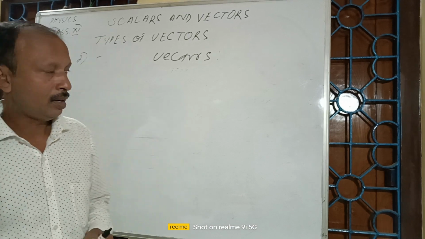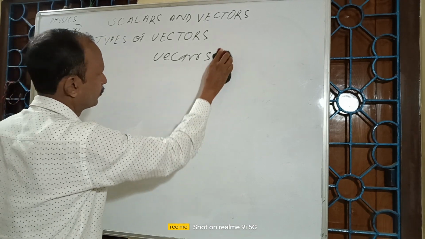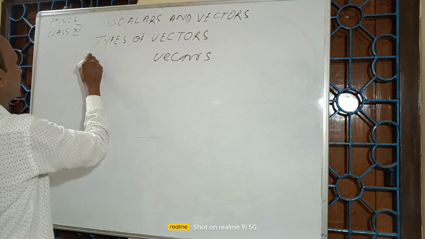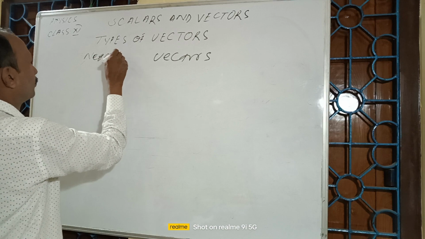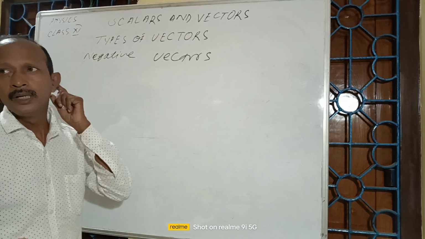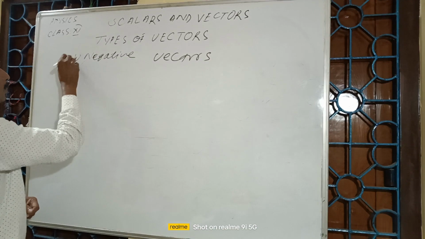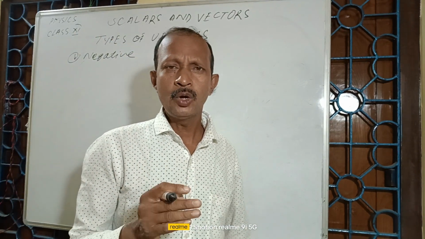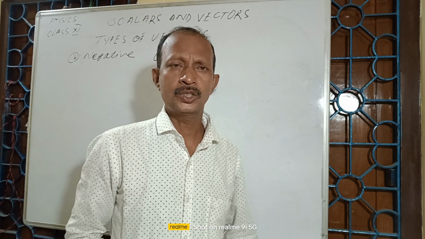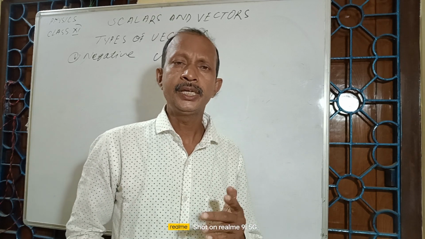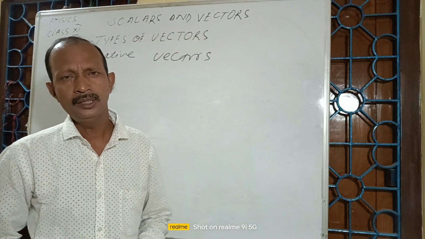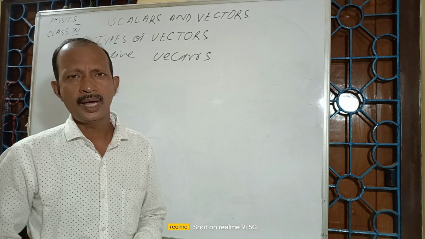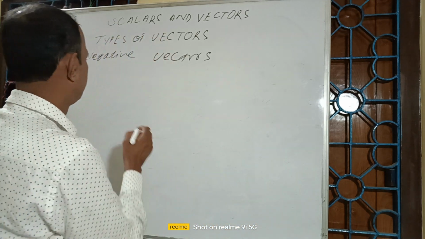So next one is the negative vectors. Negative vectors, so this is the fourth one. Two vectors of the same physical quantity, of equal magnitude, are said to be negative if their directions are opposite. See here.